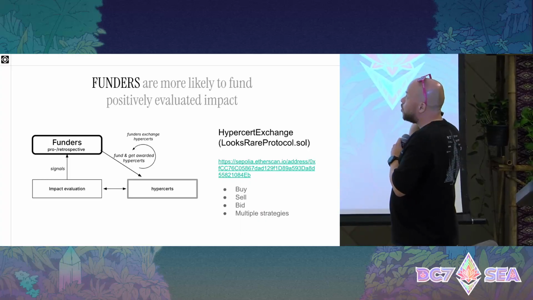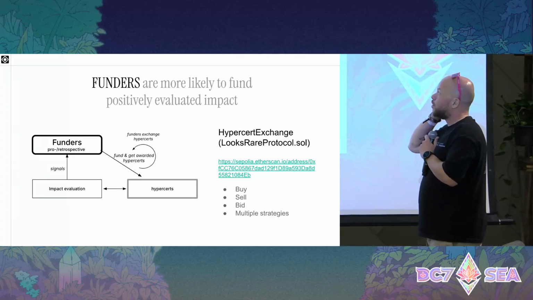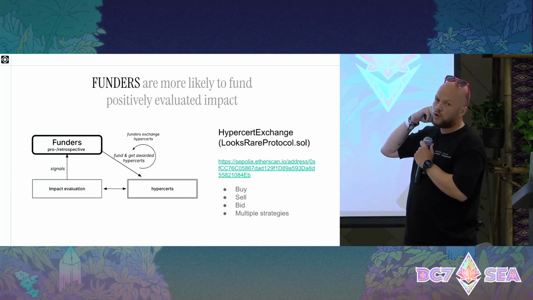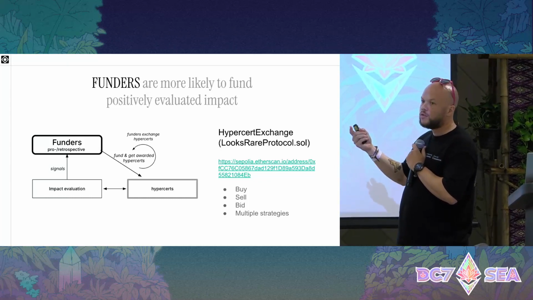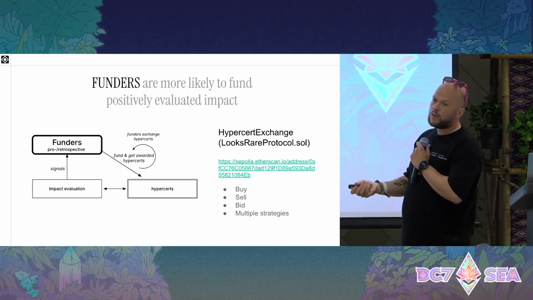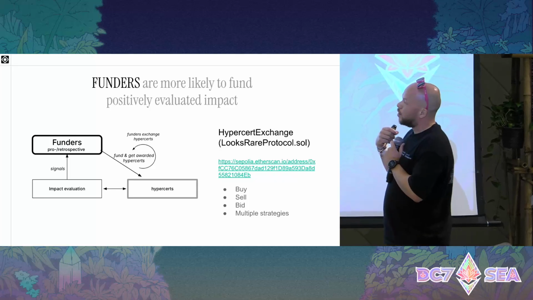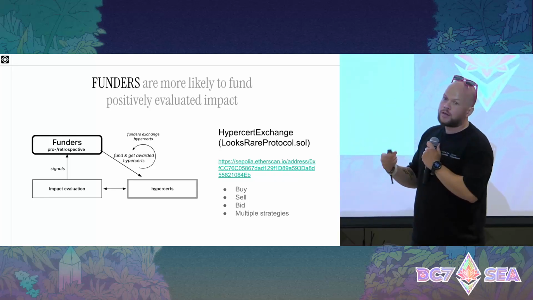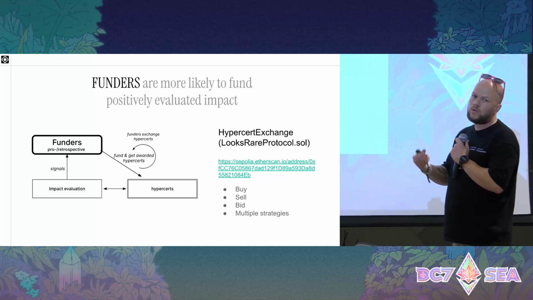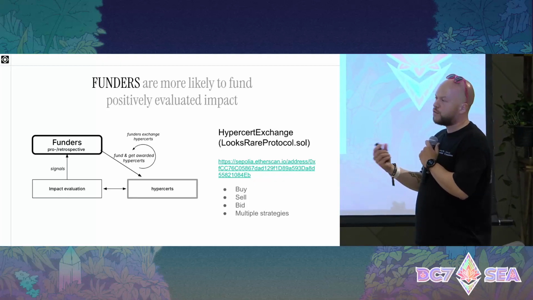Then the funders are more likely to fund positively evaluated impact. And for this, we built our own marketplace. Or actually, we didn't build our own. We forked LooksRare. And then we took out a lot of components that we don't need, and we added strategies that we do need. This marketplace allows you to buy, sell, bid, do the normal things that you expect from a marketplace, but then specifically with hypercerts functionality.